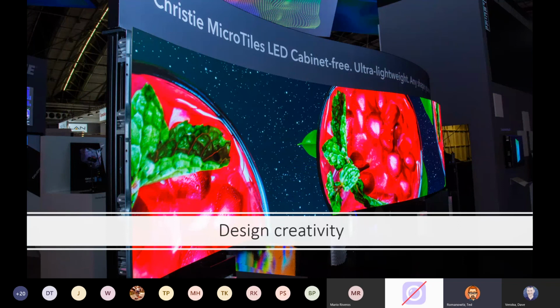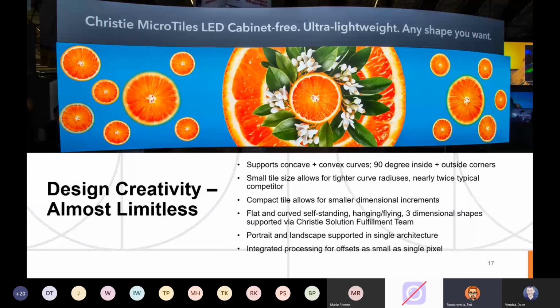And now I want to talk a little bit about design creativity. This is a display we called the Serpentine Wall that we showed around quite a bit last calendar year. It highlights not only concave and convex curves on the same wall, but it's a little bit hard to see right there in the middle, there's actually a flat section. So this architecture can do it all. So let's talk a little bit more about that on the next slide. And so with this architecture, it really unleashes your design creativity.